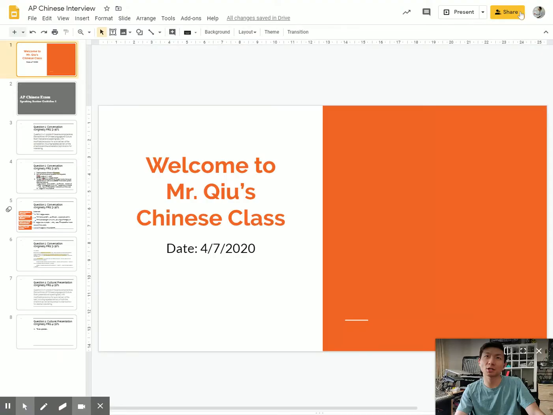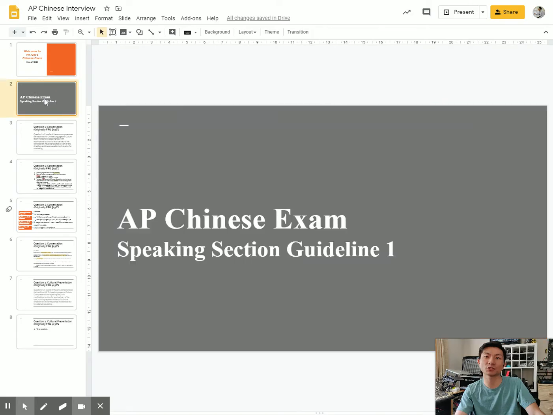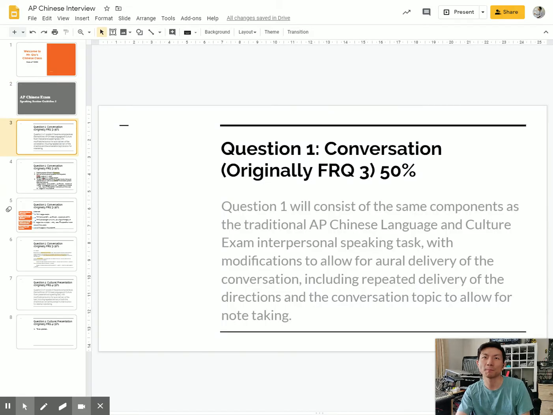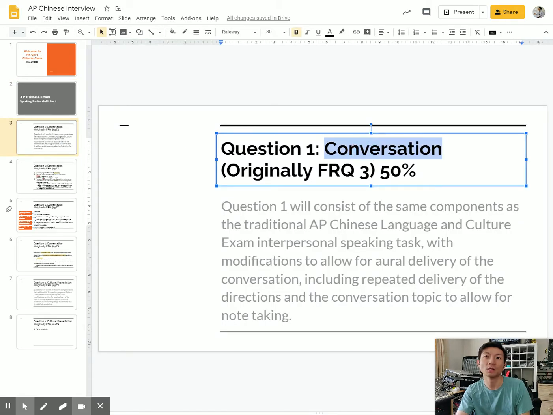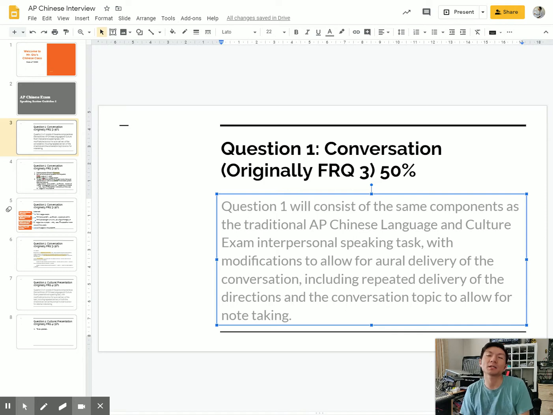Cho here, and we're going to be talking a little bit about the AP Chinese exam, specifically the 2020 AP Chinese exam. A lot of things have changed for the exam, and it has been shortened to just two sections. One section is the interview part, the other section is the culture presentation part. Today, we're going to be focusing on the first part, the interview section, which they call conversation. Basically, that part is a simulation of a conversation.